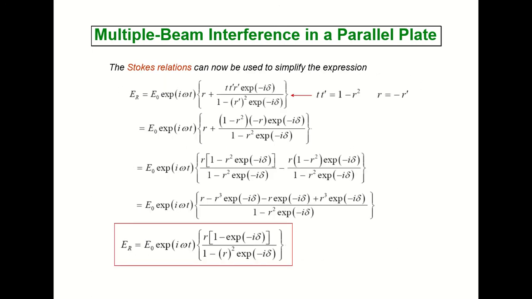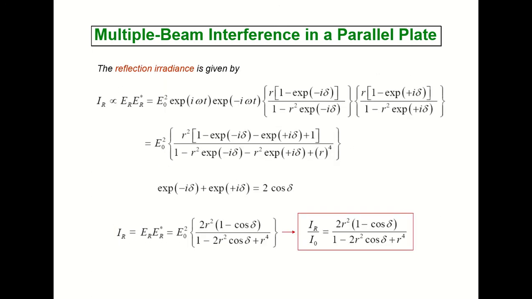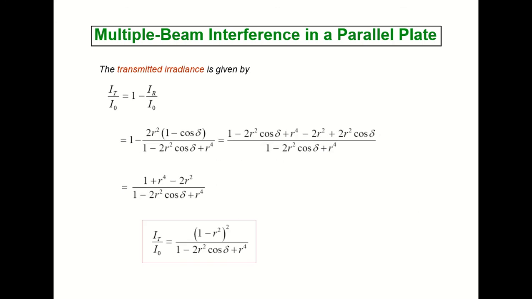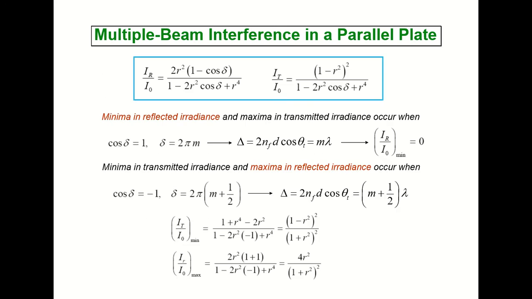phase difference. And also finally, the reflected irradiance IR will be equal to this, and IR by I0 will be 2r squared (1 minus cos delta) divided by (1 minus 2r squared cos delta plus r raised to 4), and the transmitted irradiance will be 1 minus IR by I0, which gives IT by I0 equal to (1 minus r squared) whole squared divided by (1 minus 2r squared cos delta plus r raised to 4). So this is the transmittance and this is the reflectance.